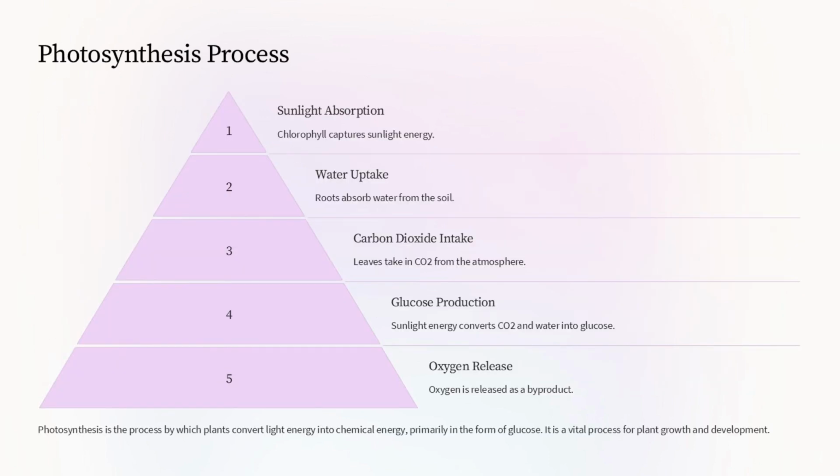Photosynthesis is the fundamental process that powers plant life. It's the conversion of light energy from the sun into chemical energy in the form of glucose. This happens through a series of steps.